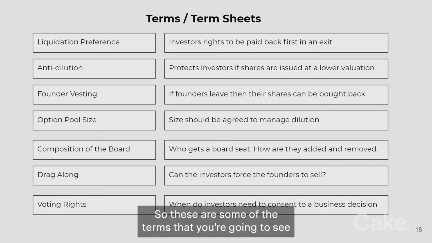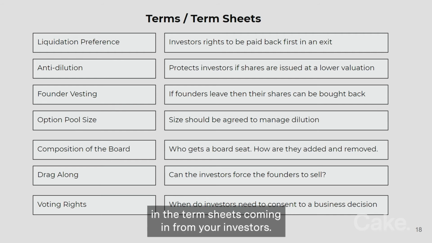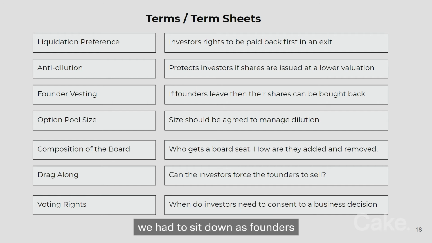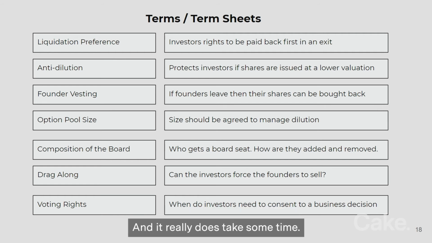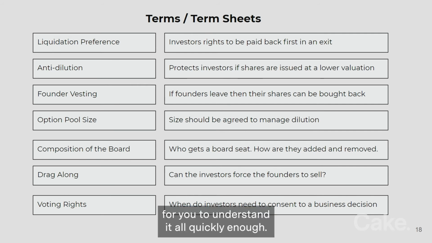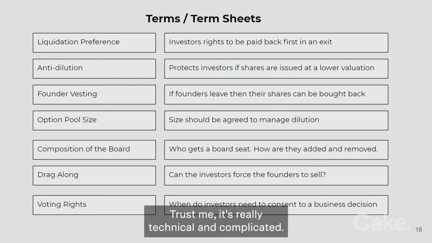So these are some of the terms that you're going to see in the term sheets coming in from your investors. At Cake, before we did our seed round, we had to sit down as founders and go through these one after the other, and it really does take some time. So take the time, invest in it before you run your round. If you get a term sheet from an investor and it has all this stuff in it and you've never seen it before, it's going to be really hard for you to understand it all quickly enough. Trust me, it's really technical and complicated.